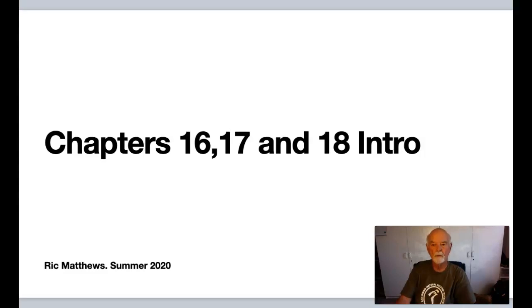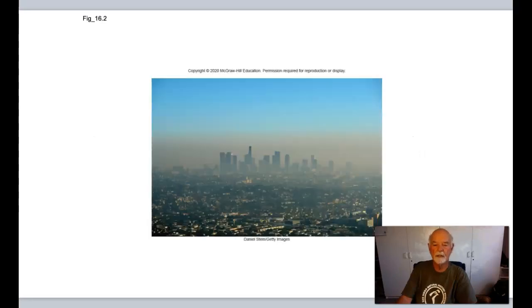This week we look at chapters 16, 17, and 18, air pollution, water use, and water pollution. These are really timely and relevant activities that are going on right here this summer in San Diego. Many of you are probably familiar with the idea of air quality and what happens when our air quality drops. This is, of course, a photograph of a city under the influence of smog.